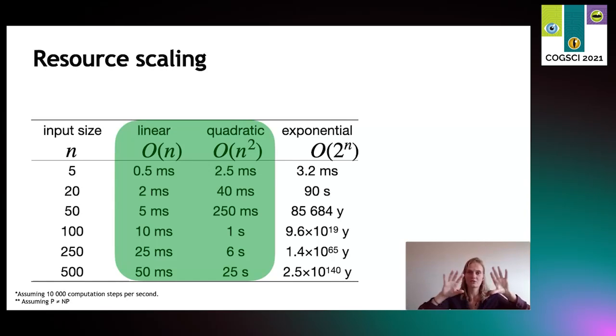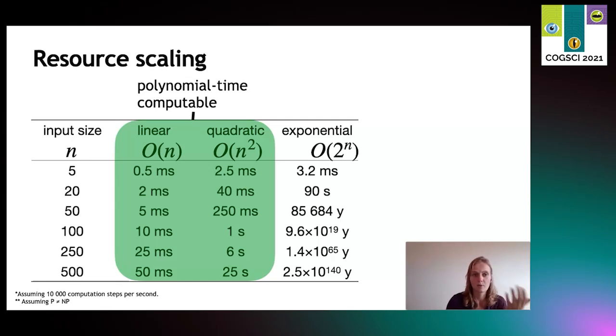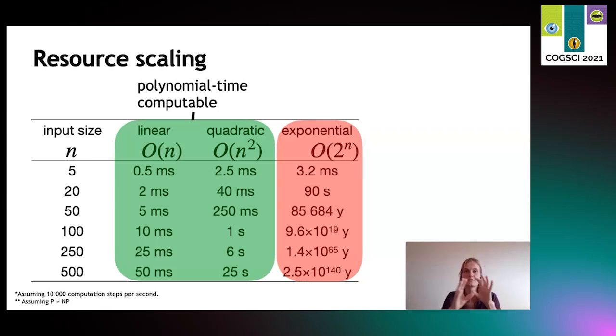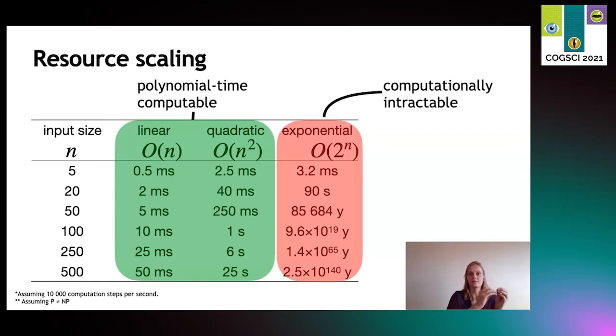And specifically, this allows us to distinguish between those models that are polynomial time computable, where the resource requirements scale either linearly or quadratically or cubically with the input size, and those models are realistically computable. And we can distinguish those from those models where the resource requirements scale exponentially with the input size, and those models we call computationally intractable. So they cannot be realistically computed for realistic input sizes by any system, be it a brain or a computer, it doesn't matter. Intractability is a principled feature of this computational model.